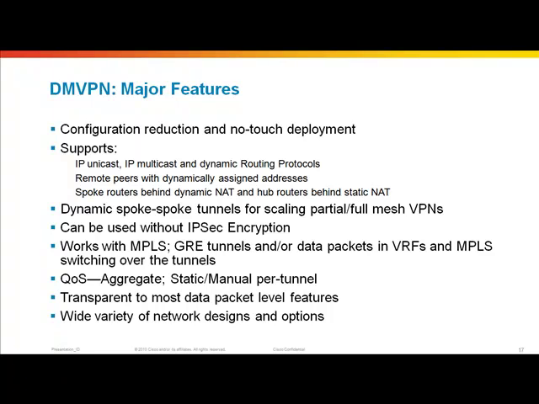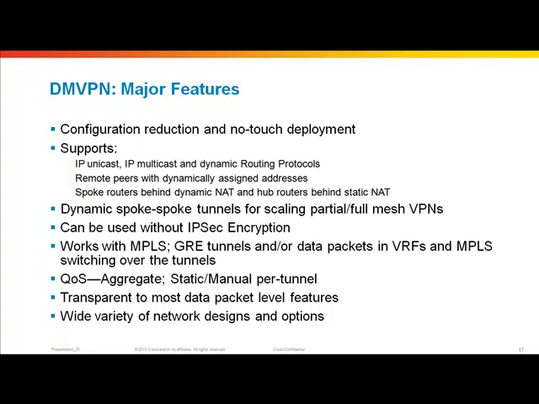DMVPN supports IP unicast traffic, IP multicast, and dynamic routing protocols. So basically, DMVPN, in building this dynamic tunnel network for you, is more like an extension to your network. It's like a virtual WAN almost. I mean, that's the way you can actually treat it. You can run routing protocols over the links or the tunnels, etc.